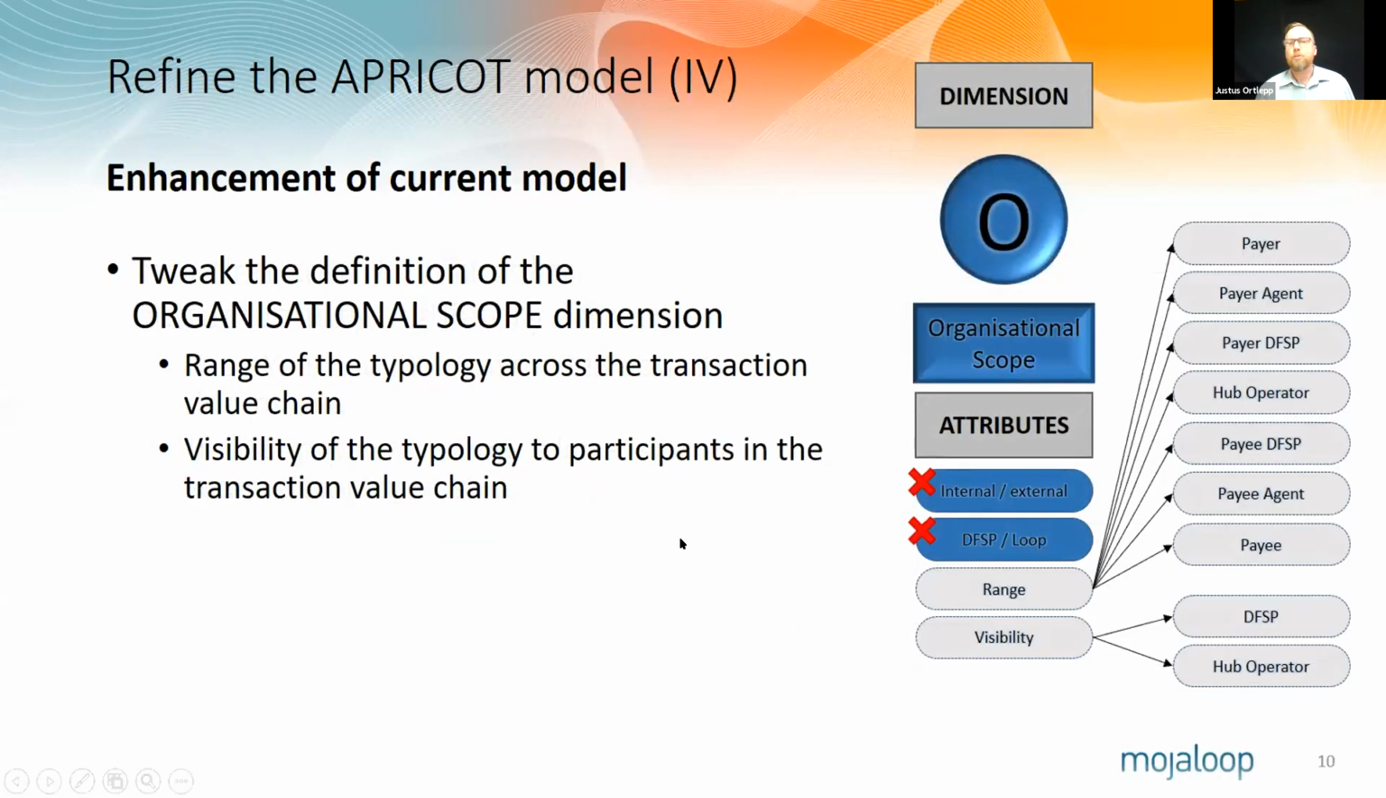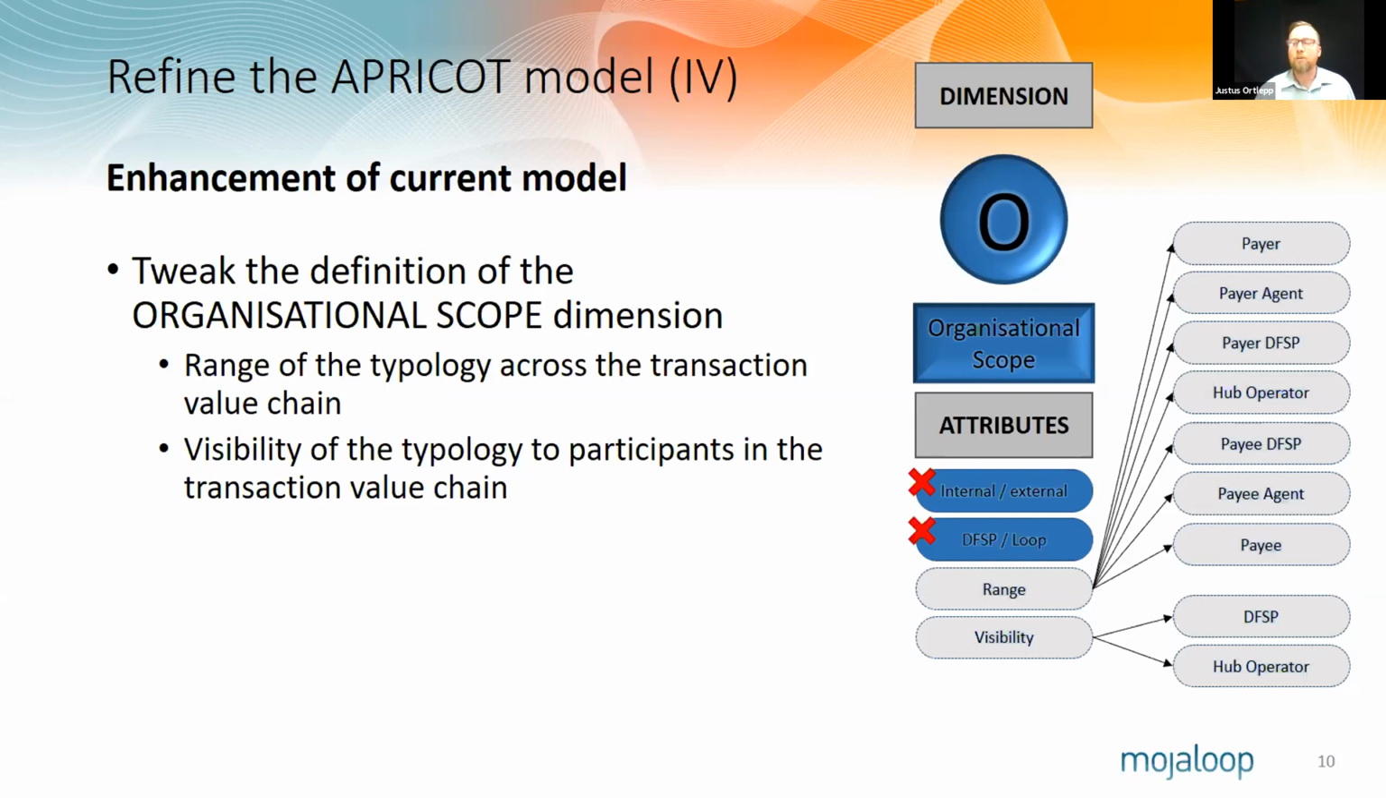And then finally, we tweaked the organizational scope of the typology. Well, and finally, I think there's one slide after this. But in particular, what we wanted to identify here is what is the range of a specific typology across the entire network, starting with the payer and ultimately terminating with the payee. If there are agents, DFSPs, the hub operator, the DFSP again on the payee side, and the payee agent and potentially the payee. What is the range of a typology across your ecosystem?